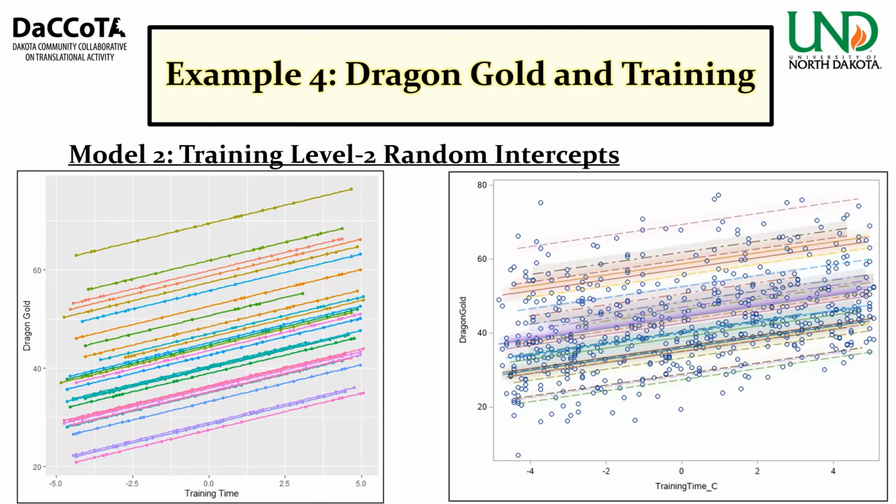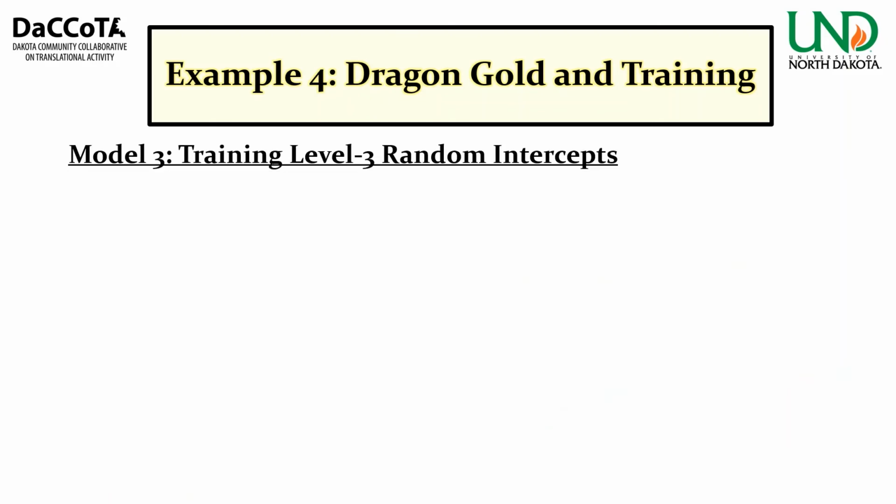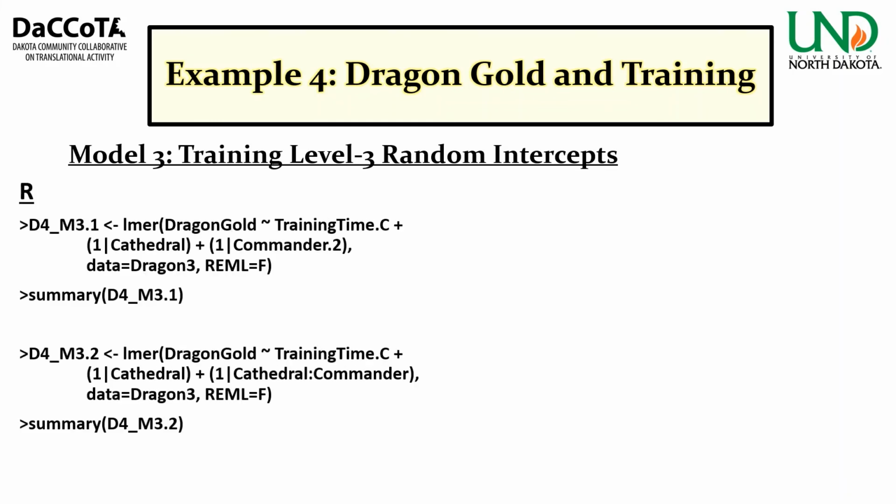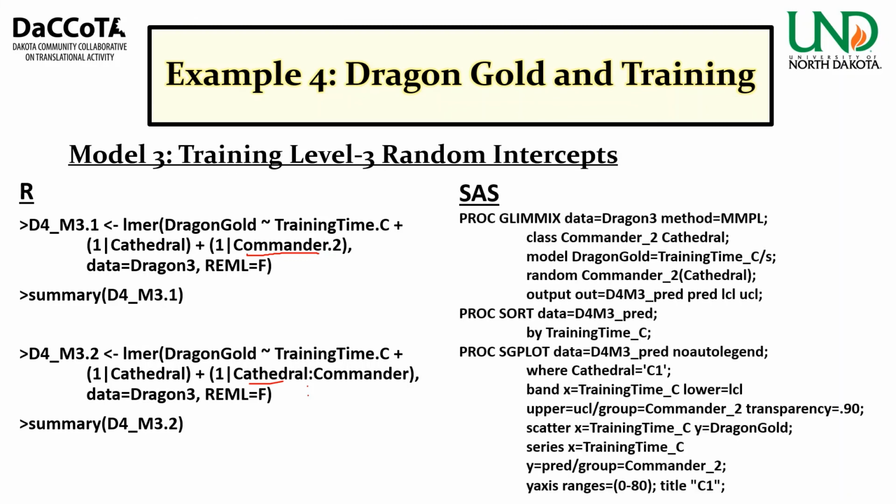Now, the moment of truth. Let's bump it up another level. Climb up to level 3. Individual knights, nested in commander, nested in cathedral. So notice in R, I've set up the model two ways. The first just has commander 2, like this, which already has the structure of how commanders are nested in cathedral built in. The second uses the raw commander, but needs additional information, having this cathedral commander, to show the nesting structure. Either way, the results are going to be the same. You can actually run the summaries of this here, and they'll give you the exact same output.